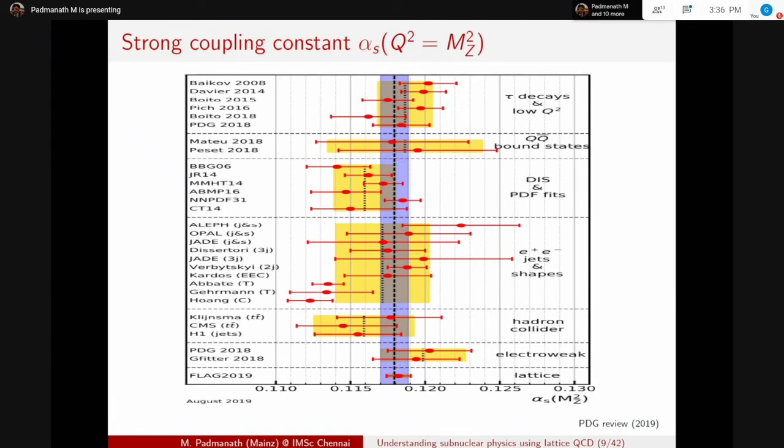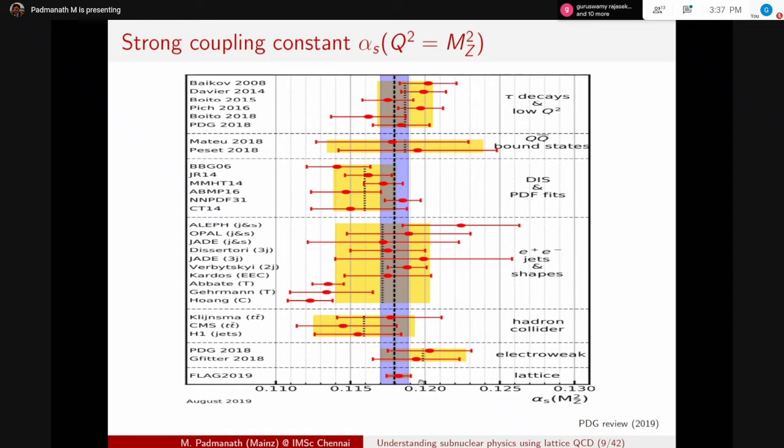What I show is a summary plot of the strong coupling constant from various different techniques. See, most of the lattice numbers are in the bottom region. The blue shaded region is the world average from PDG, while the yellow shaded region is the average from each individual sector. And the bottommost entry is the lattice determination.